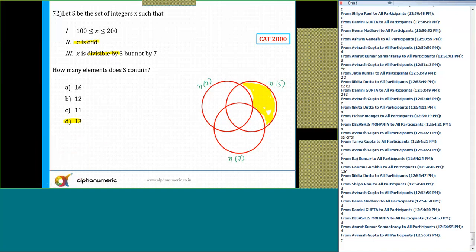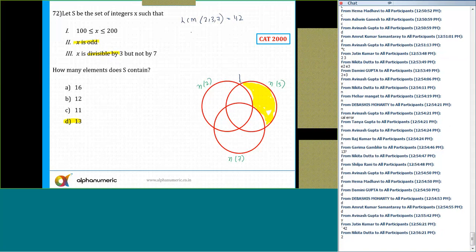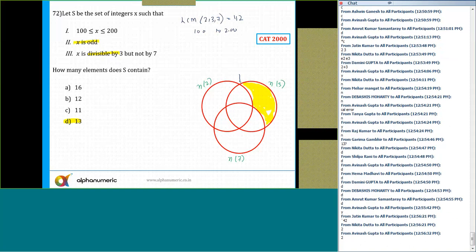Alright. First of all, calculate how many numbers are there. What is the LCM of 2, 3 and 7? That is 42. Can you tell me how many numbers are there in this range, from 100 to 200, which are multiples of 42? 2 numbers? Yes or no? I can say divide 100 by 42, which is equal to 2.3.